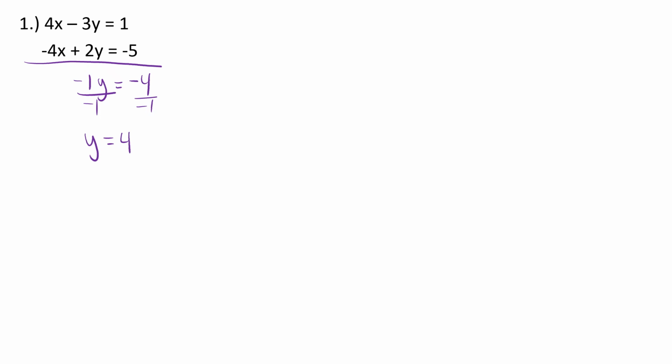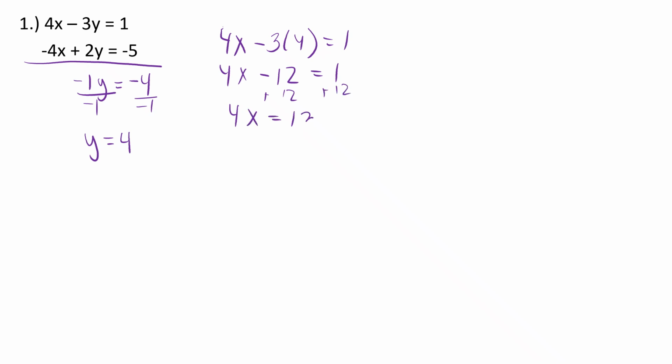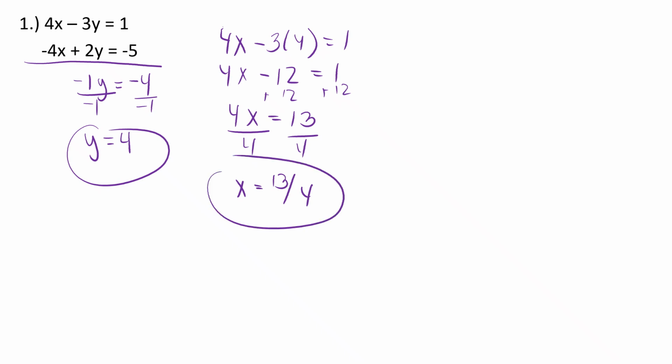Now I can plug that into either of the equations. Pick which one you want. I'm going to pick the top one because it has fewer negatives. And so I end up with 4x minus 12 is equal to 1. Add 12 to both sides, so 4x is equal to 13. And then divide both sides by 4 to get x is equal to 13/4. So we have y is equal to 4 and x is equal to 13/4.